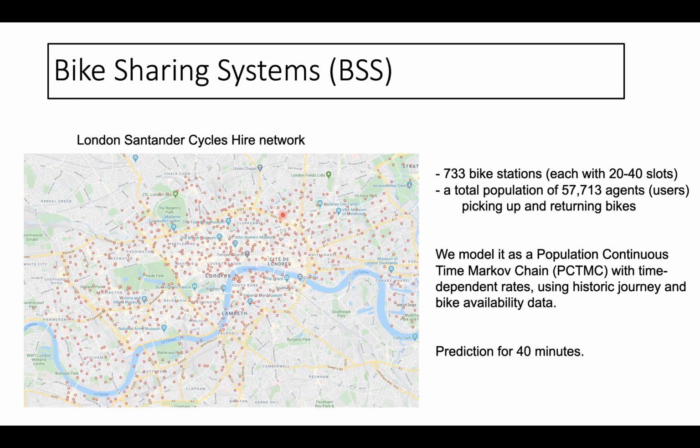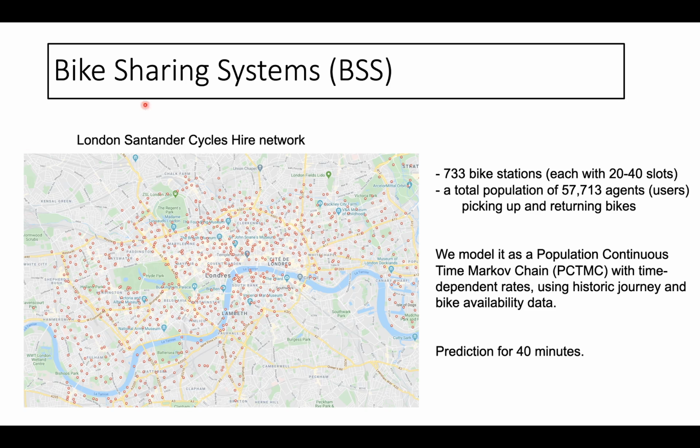We consider a bike sharing system. A bike sharing system is composed of a number of bike stations that are distributed over a certain geographic area. Each station has a fixed number of bikes and of bike slots. The user can pick up a bike, use it for a while, and then return it to another station in the area.